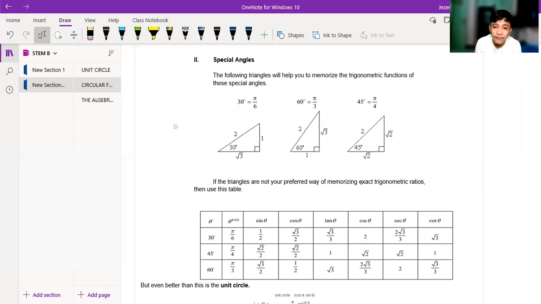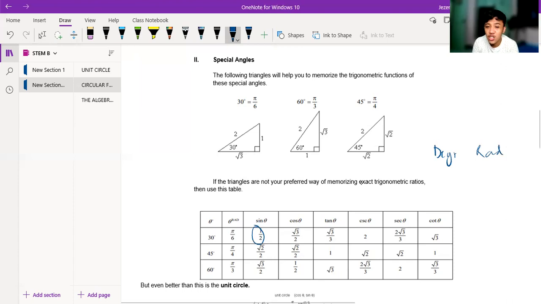So, let's say, yung 30 degrees, ang theta, by radian siya ay pi over 6. Ang sin 30 degrees is 1/2. Pag kinalculator nyo yan, make sure na naka-degree mode tayo. So sin 30, ang lalabas is 1/2. And kapag nag-radian tayo, at nilagay natin sa calculator ang sin pi over 6, ang lalabas sa atin ay 1/2.